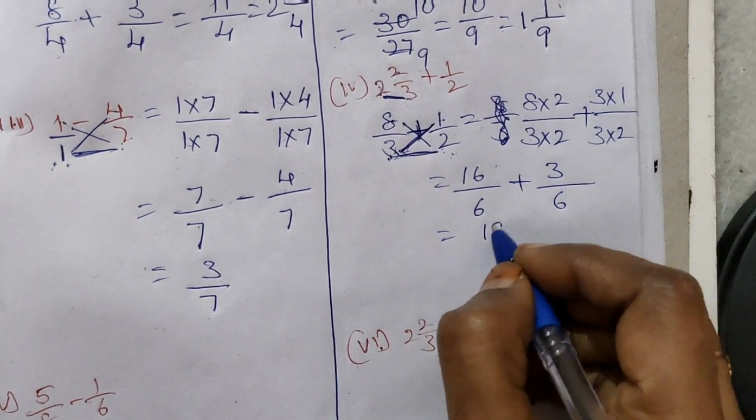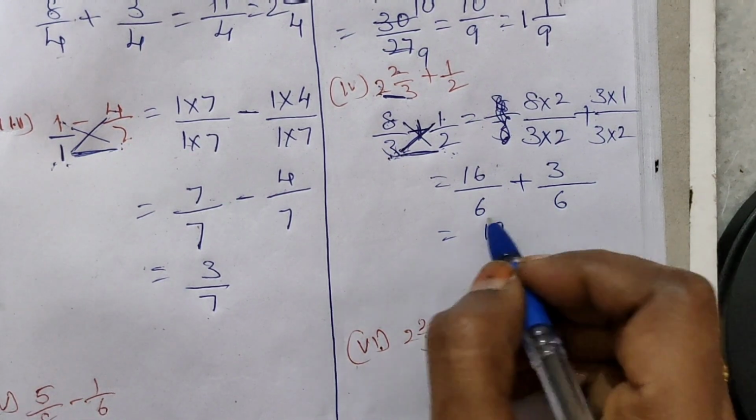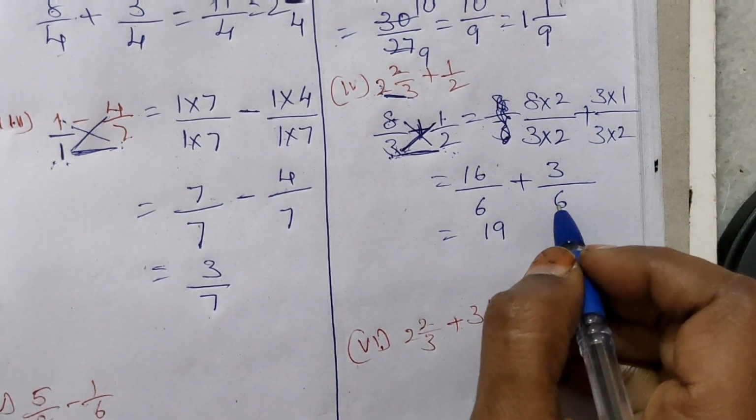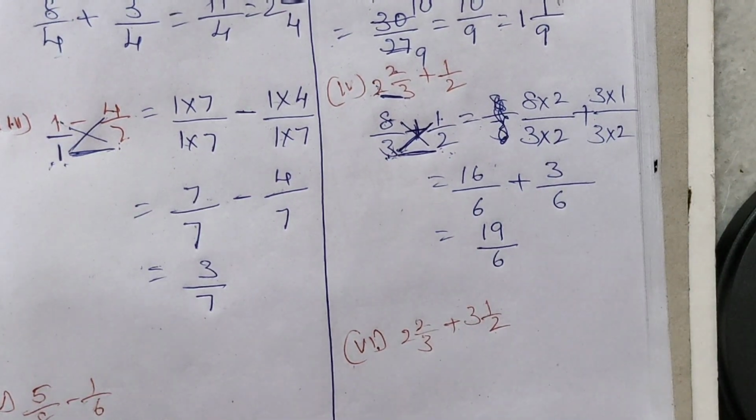So, it is 6. Here they are like fractions. Now, denominators are same. So, they are like fractions. So, we can add numerators. 16 plus 3, 19. 19 by 6.